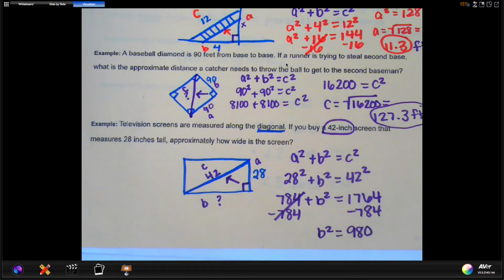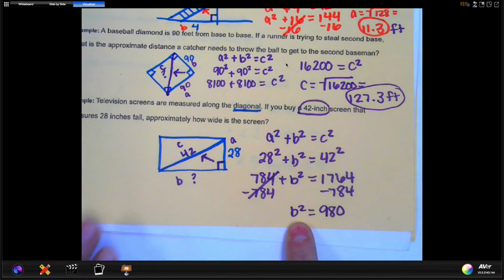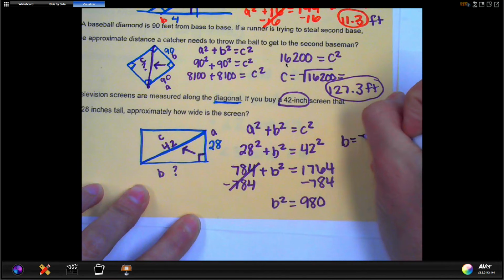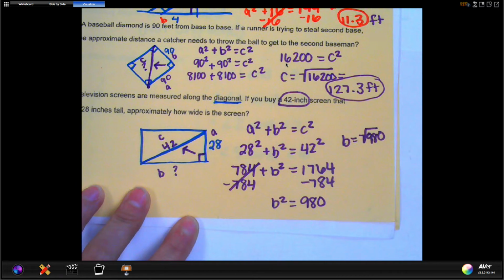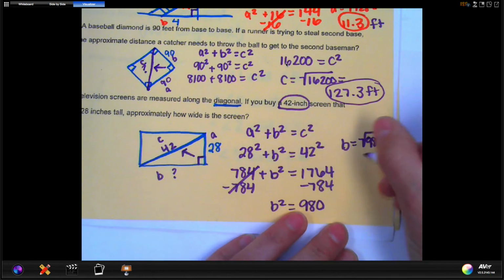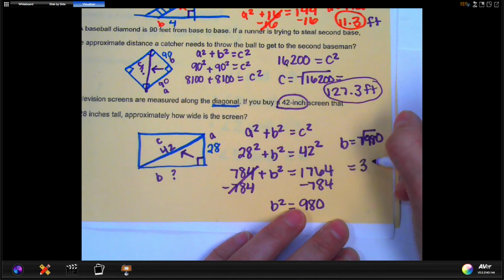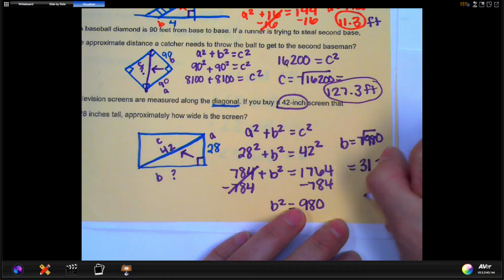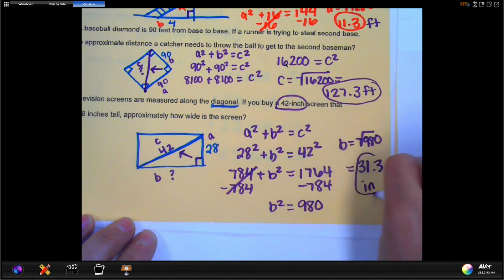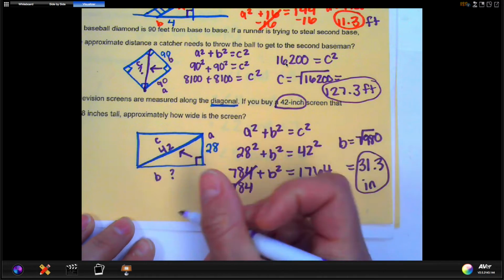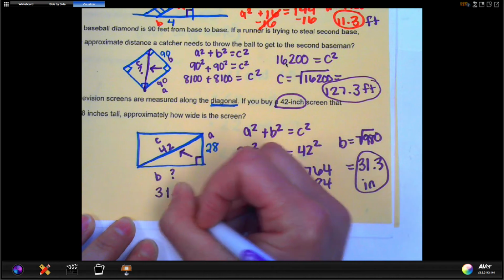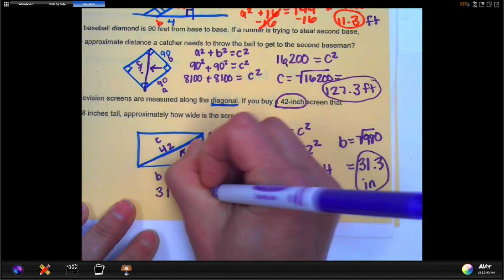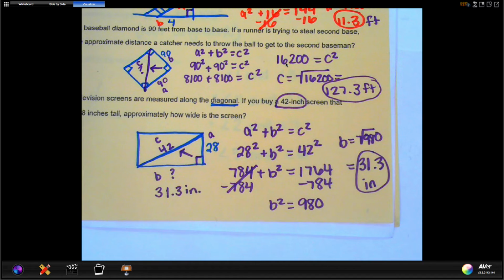And again, we want to make sure we do that last step by undoing that squared sign, which I'll do over here. So B is the square root of 980. And make sure you type that in your calculator. And you can get a big decimal, but we're going to round it to about 31.3 inches. All right, so that's our final answer. So when you buy a 42-inch television, the width of that is actually only going to be about 31.3 inches here. Okay, good deal. So that is our last lesson for Pythagorean Theorem today.